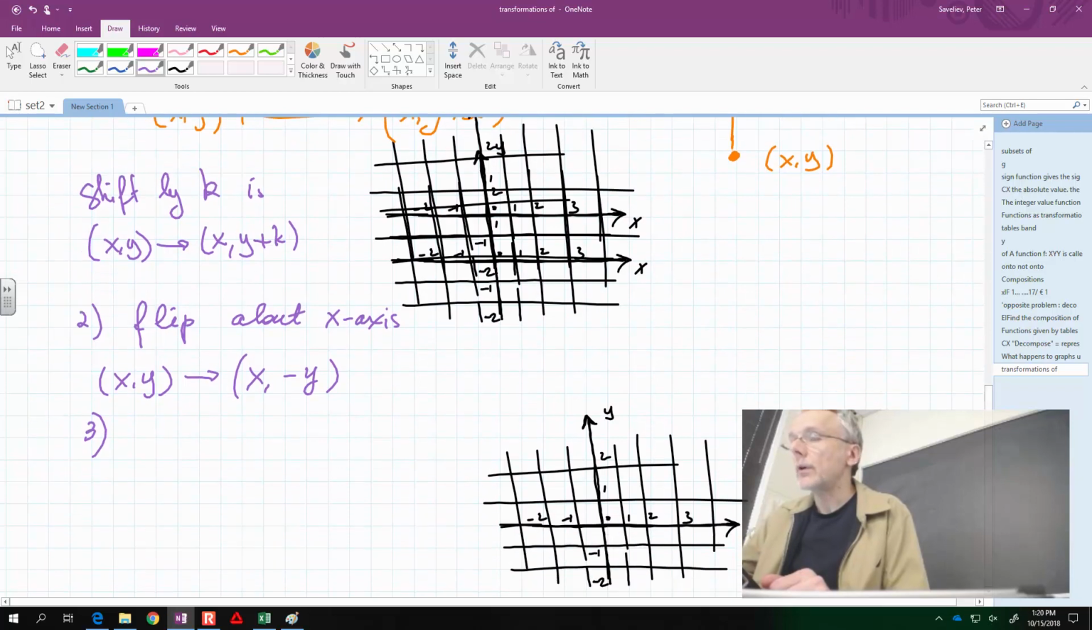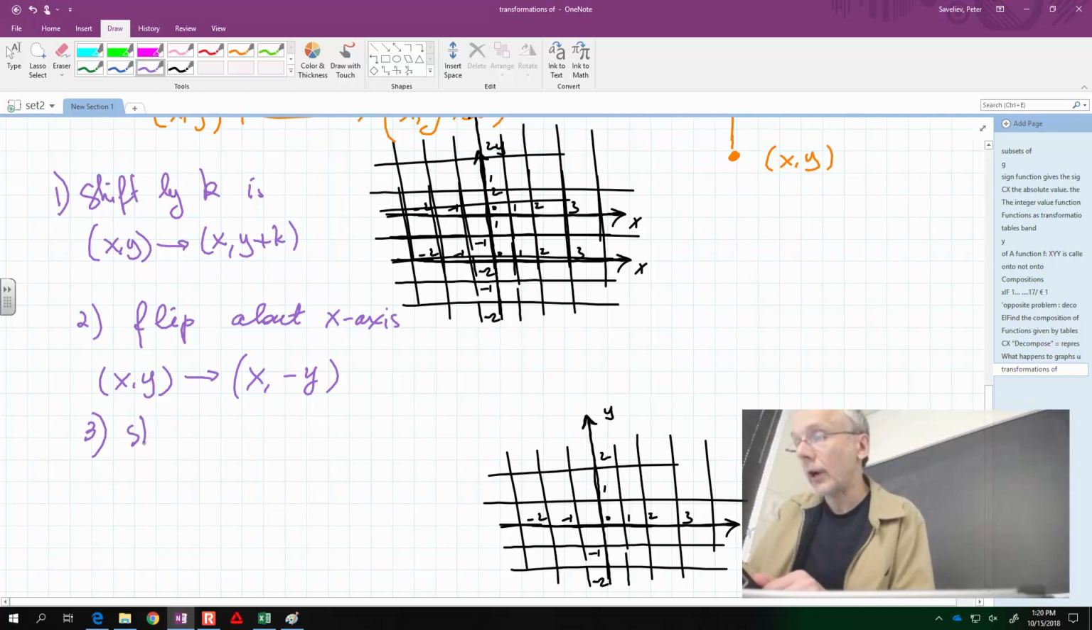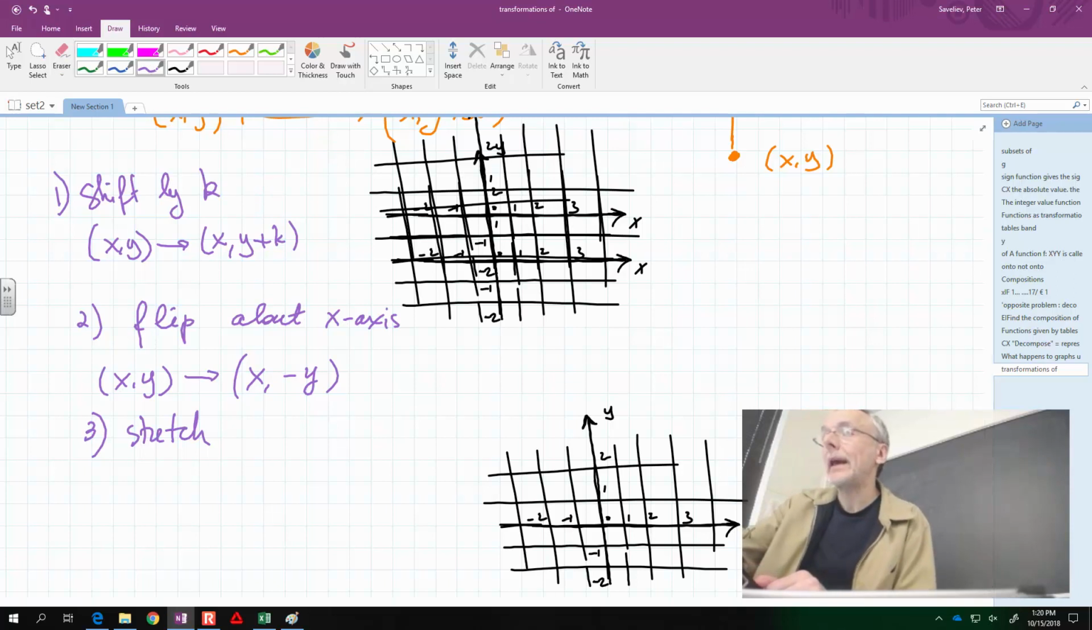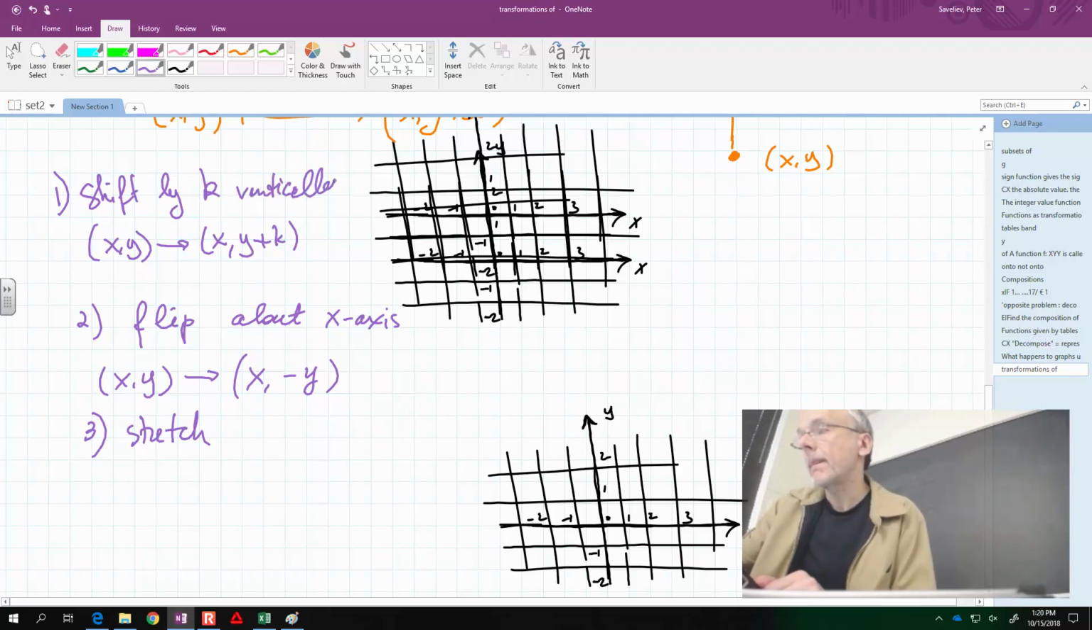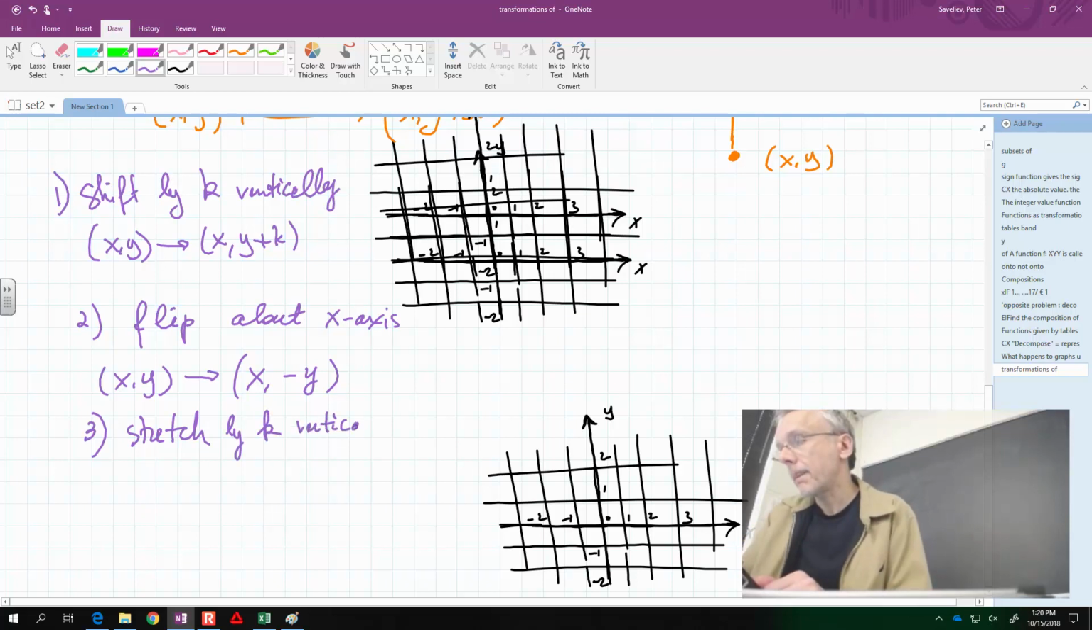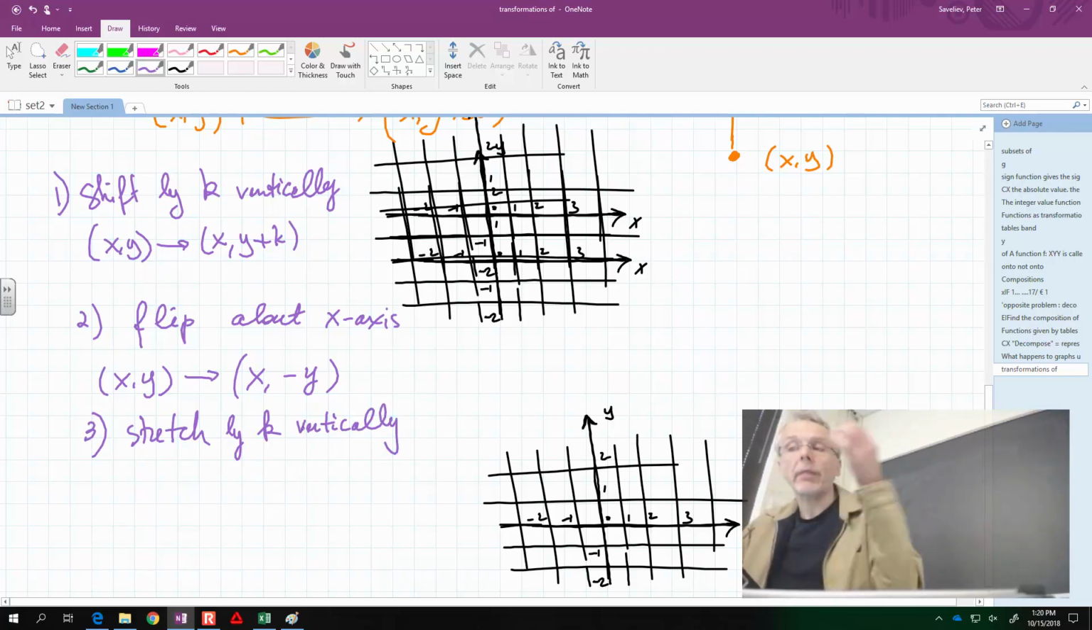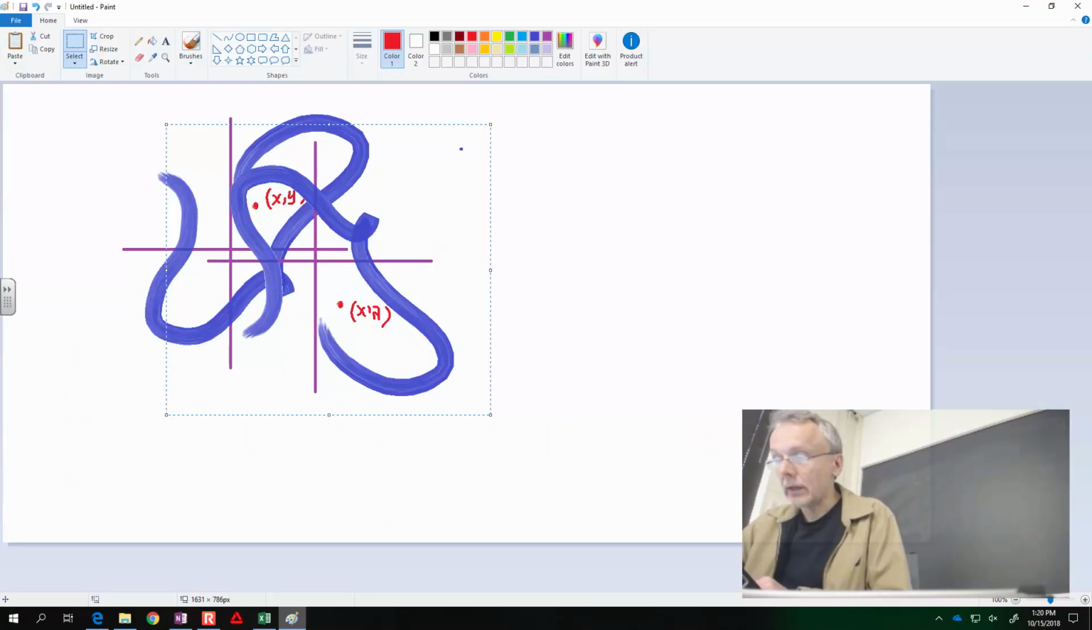So this is number 1, number 2, and number 3 is the stretch. I didn't say it in the first one. Stretch by k vertically, and this is stretch by say k also vertically. So there's a k being the coefficient, that ratio of transformation that we did with the x-axis, but this time once again, as I said, every vertical line is stretched.